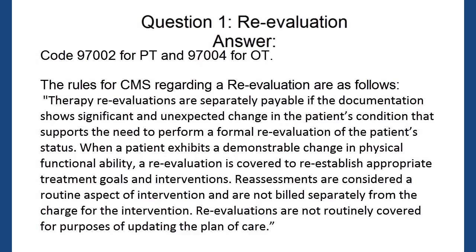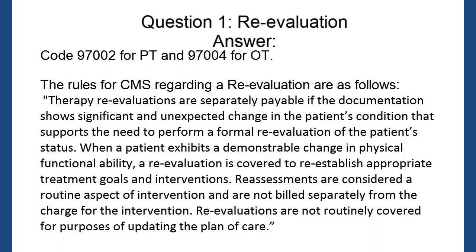It also will be done, the 97002, when you need to reestablish appropriate treatment goals and interventions, again, when there is a change of status. Reassessments, which is what I think that person was referring to in her question, are considered a routine aspect of the intervention and not billed separately. So when you are billing for your 10th visit G-code, you will not bill 97002 unless there has been a change in functional status. That would be considered a reassessment. And again, there is a lot of confusion regarding this CPT code, especially with regard to the rules with the functional limitation G-codes.